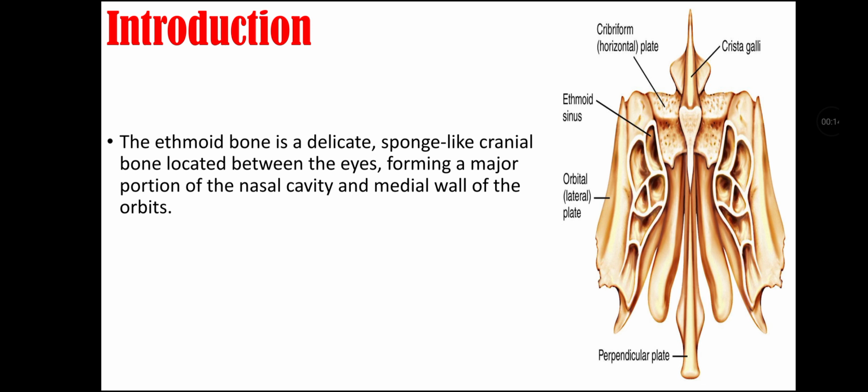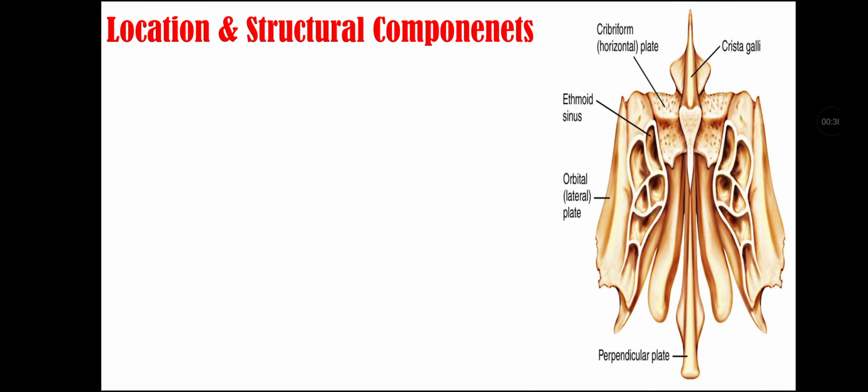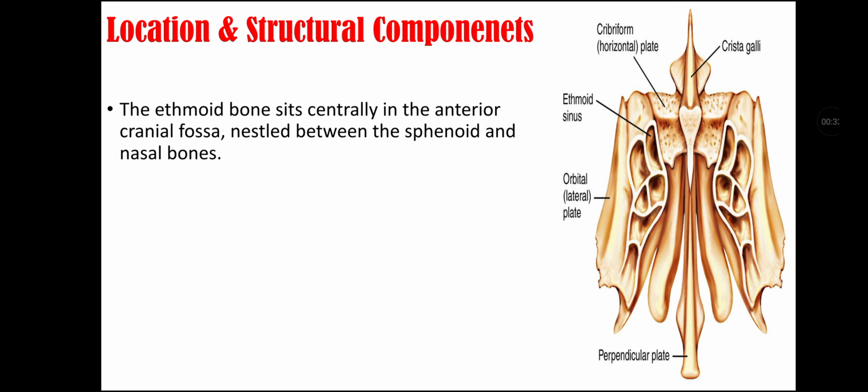Ethmoid bone is a delicate sponge-like cranial bone located between the eyes, forming a major portion of the nasal cavity and the medial wall of the orbit. Despite its small size, it plays a pivotal role in both structural support and sensory function, particularly relating to the sense of smell. Location and structural components.